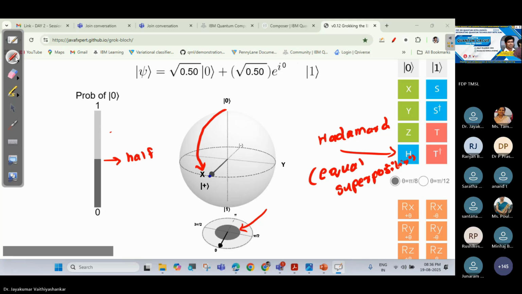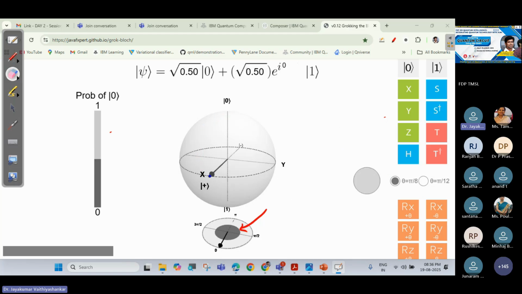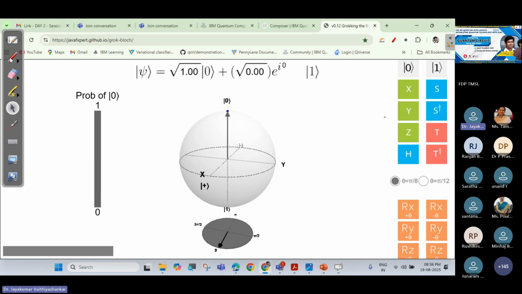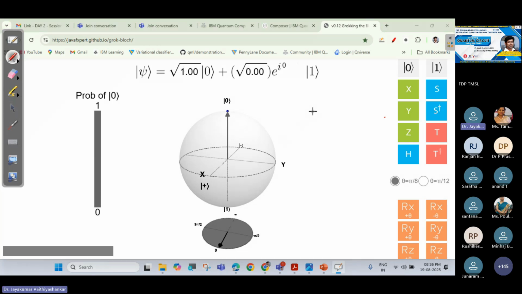Okay. So from here, if you apply the Hadamard gate again, it will go back to state 0. From the positive state, if you apply the Hadamard gate, it will go back to state 0. Okay, so I will discuss in pen. We are in state 0. If you apply the Hadamard gate, it will go to the positive state, exactly on the equator. Remember this.